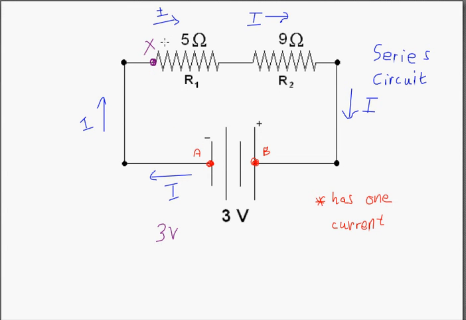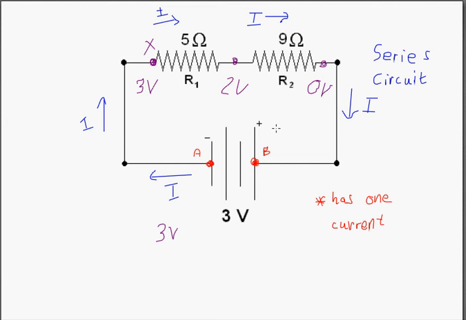So what happens though? Each one of these resistors is going to take a bite out of my voltage. Like if I have 3 volts when I get to right here, maybe after this I might have 2 volts, and then after this I should have 0 volts.